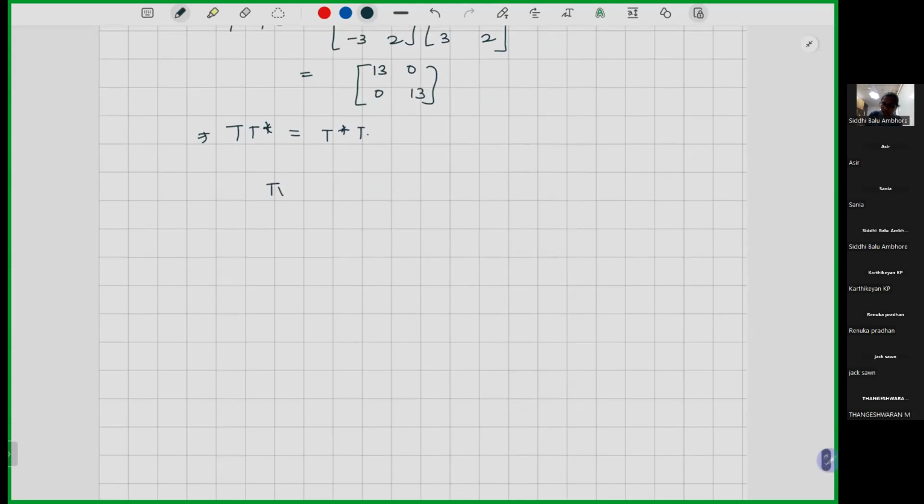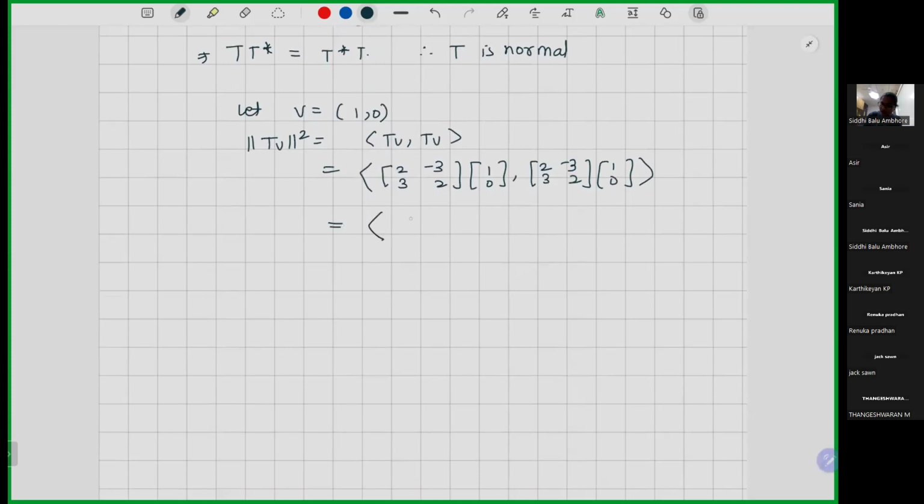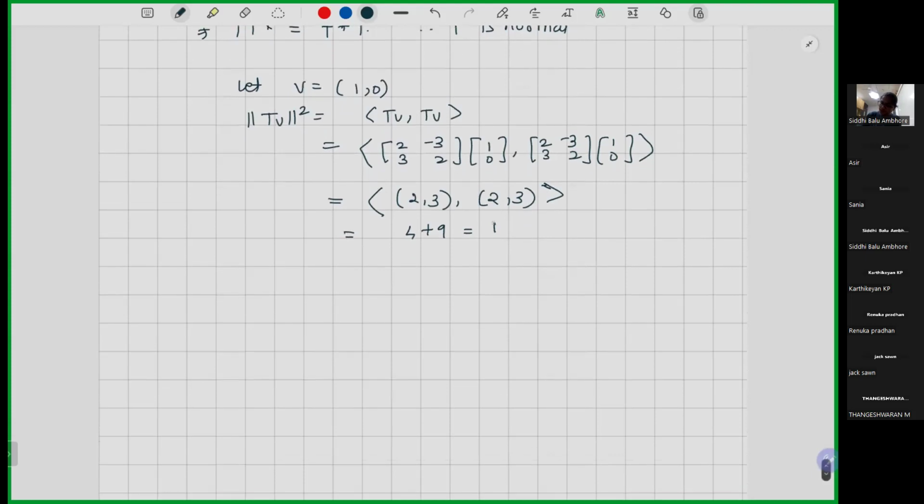Now if I try to find, let V be equal to 1, 0. Then what is the norm of TV squared? It will be the inner product of TV comma TV. But TV is what? The matrix times V, which is the first column. And it will be 4 plus 9, which is 13. Therefore, the norm of TV is equal to square root 13. Right, but what is the norm of V?